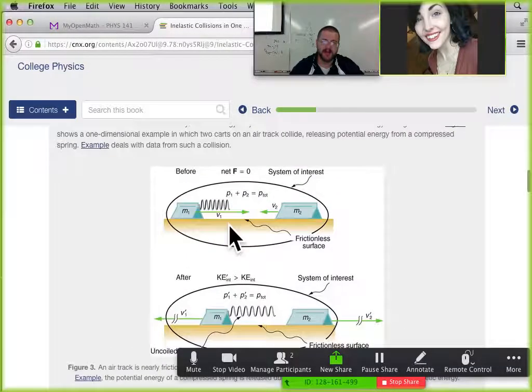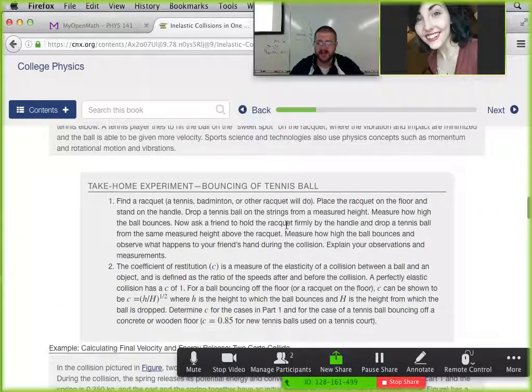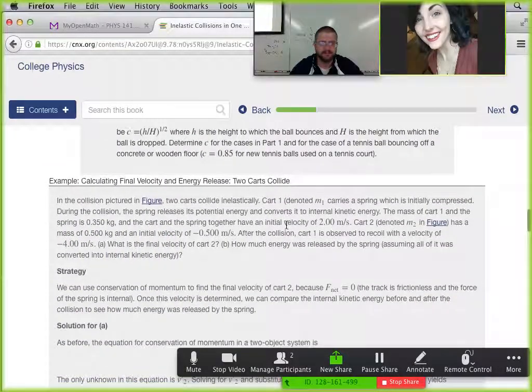But anyway, we have 2 masses, 2 carts, and then they're going to stick together afterwards. And they want to know... oh, I see what they're saying. They're saying that the spring is compressed originally. And then when they hit together, it releases its potential energy, converts it into internal kinetic energy, and pushes the other cart, I guess.